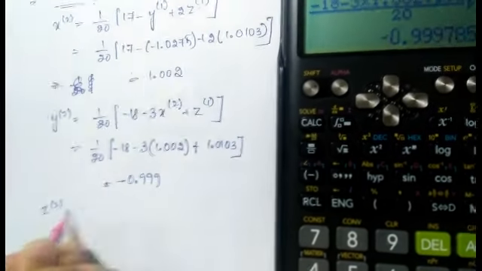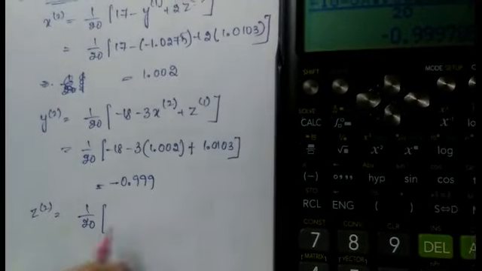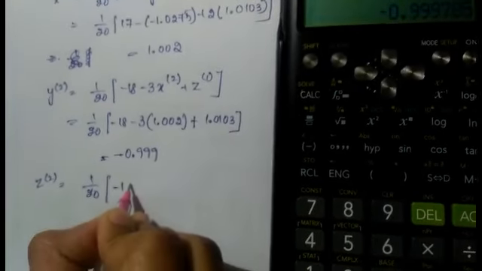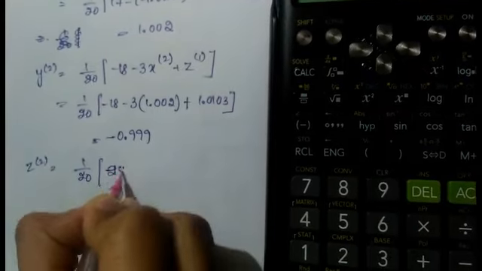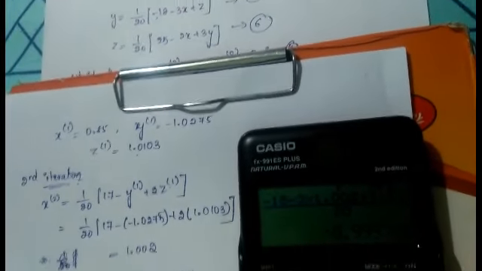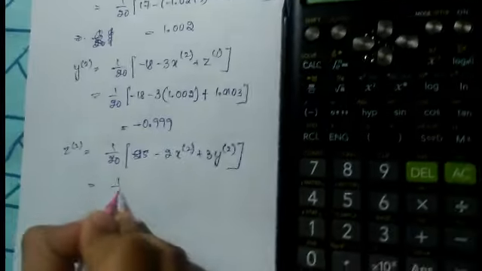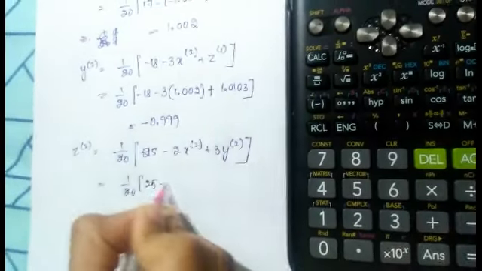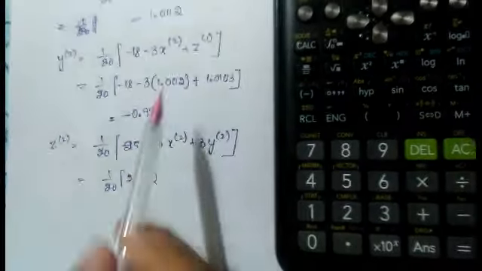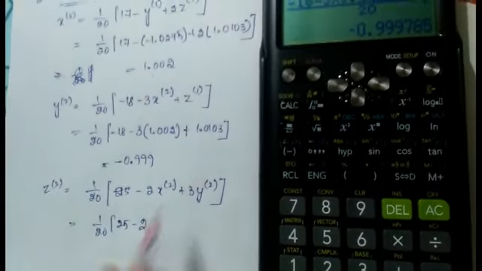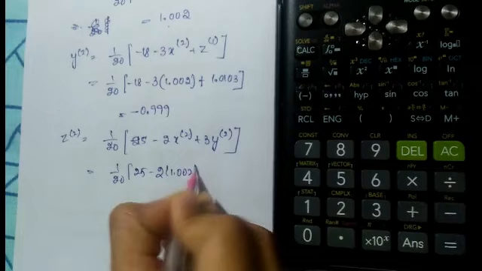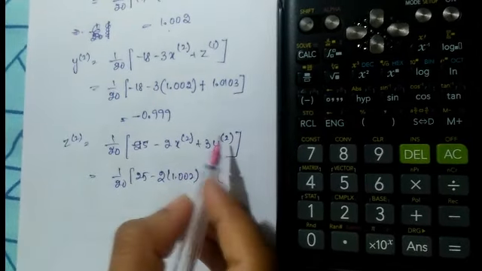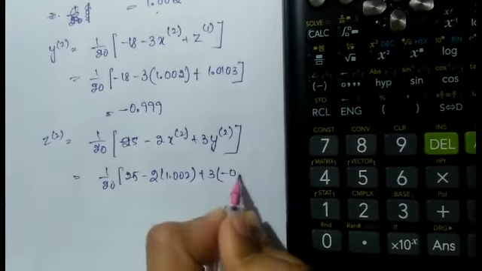Then z of 2 equals 1 by 20 of 25 minus 2 into x of 2 plus 3 into y of 2. Now write the values. 25 minus 2 into x of 2, we got the value as 1.002, and 3 into y of 2, we got the value as minus 0.999.